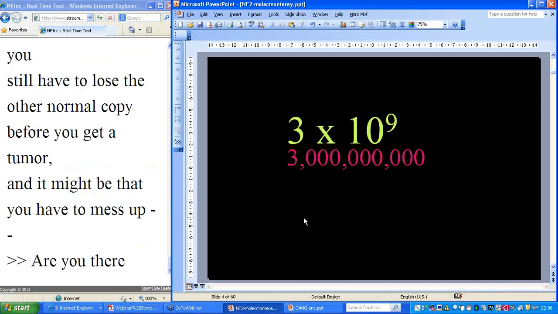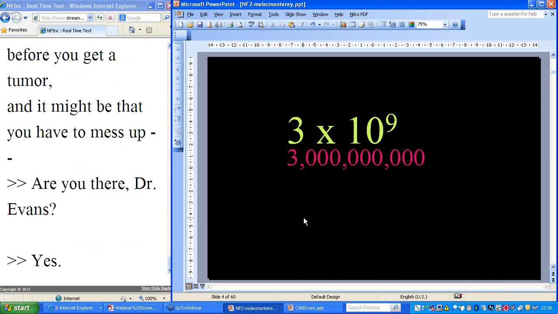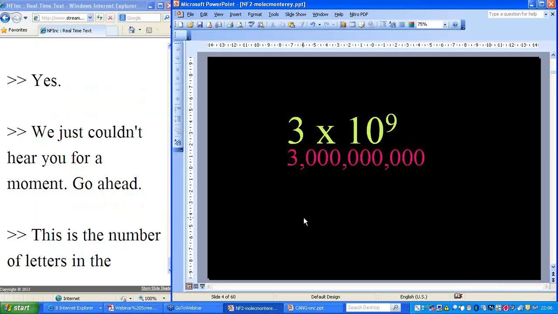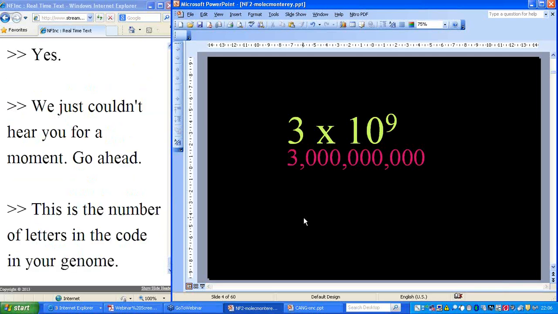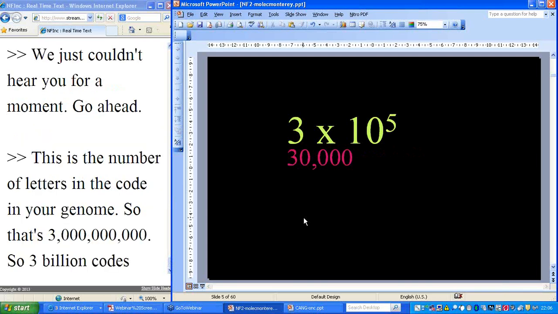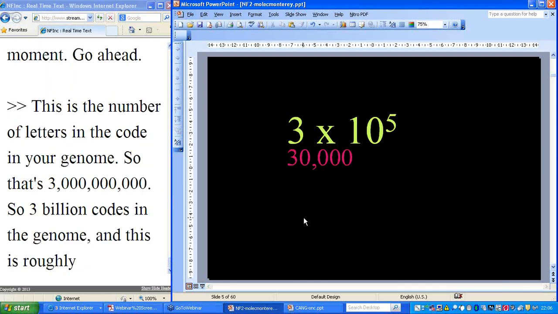Go ahead. Okay, this is the number of letters in the code in your genome. So that's 3,000 million, so 3 billion code letters in the genome. And this is roughly the number of genes. So the NF2 gene is one of 30,000 genes that function.